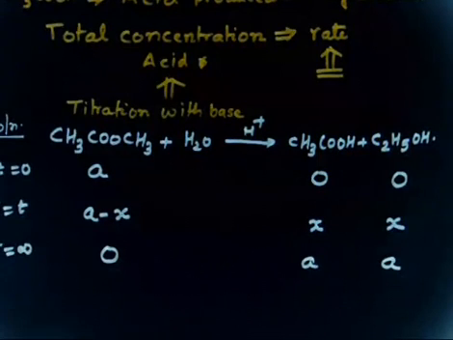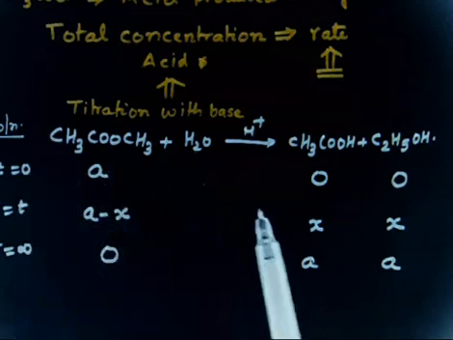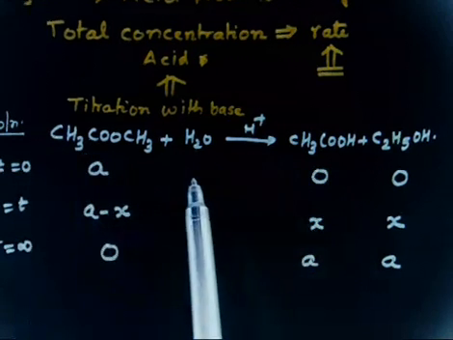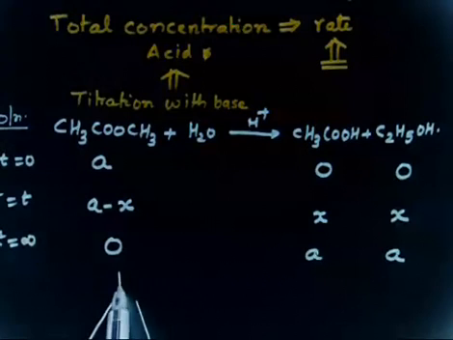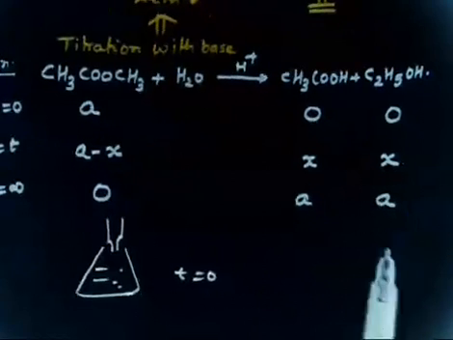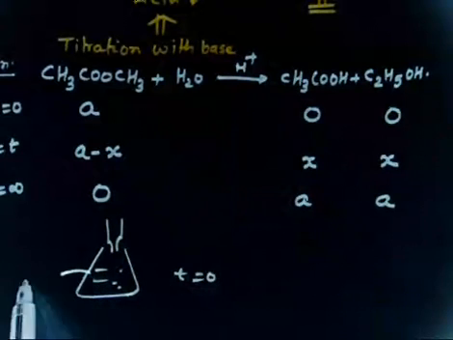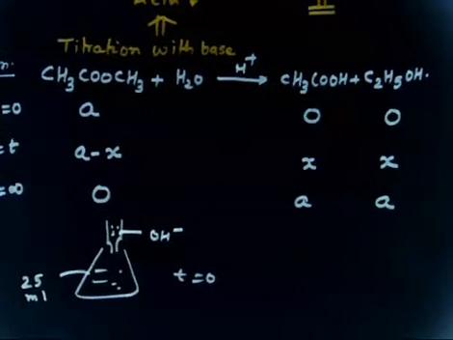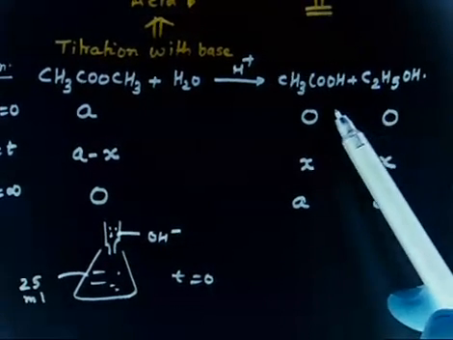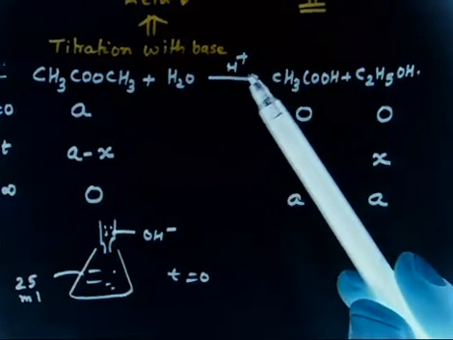Now let us say I start a titration. At t equals 0, I have taken some of this solution and titrated. I have a base, I am doing titration. Let us take 25 ml every time. If I take a 25 ml sample and titrate with base OH minus, what will I titrate? At t equals 0, there is no acetic acid, no alcohol. I will only titrate H+, that is the catalyst. Are you getting or not?